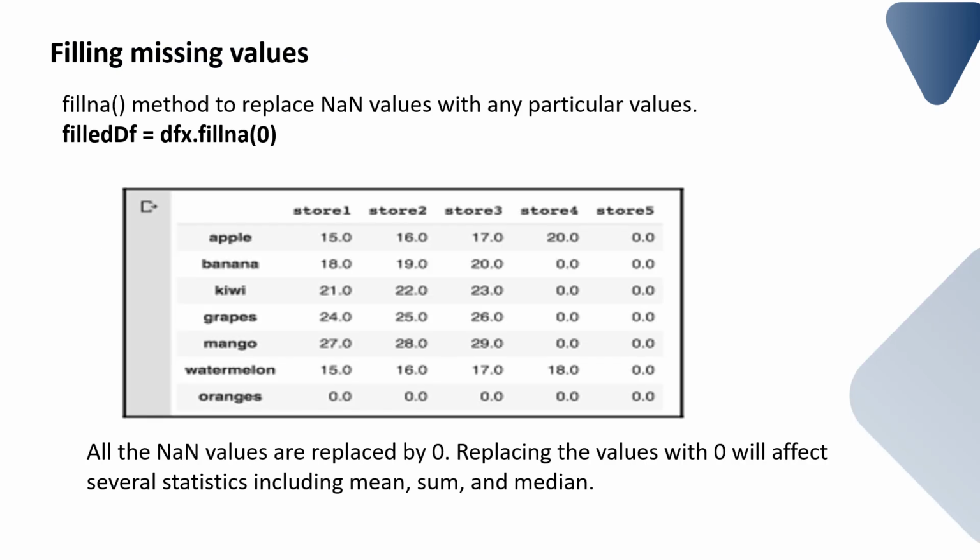Filling missing values. How do we fill the missing values? Because NaN values have no value, we replace the NaN values with 0, because 0 does not affect the statistics, including mean, sum, and median. So we replace with 0 for calculating mean, sum and median. For filling missing values, we use the syntax fillna(0). fillna(0) means where there is a NaN value, it fills 0 instead.